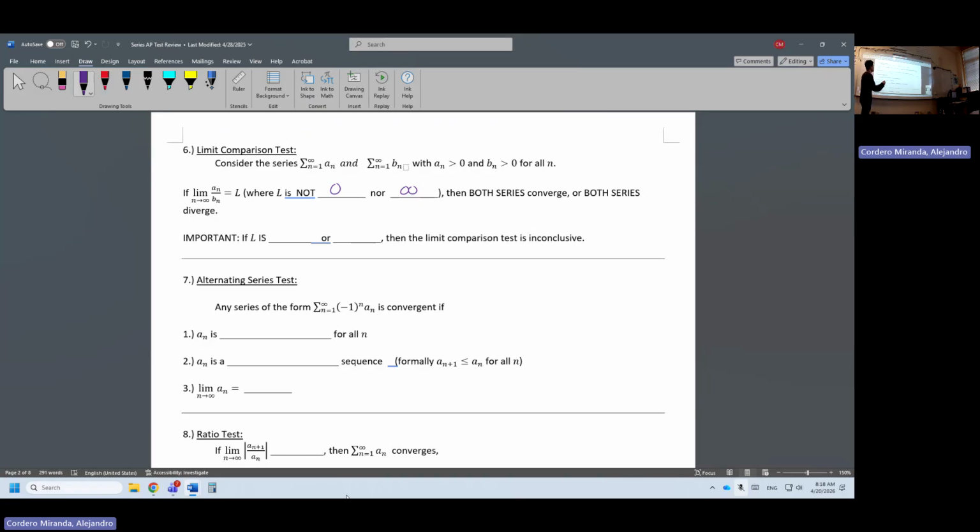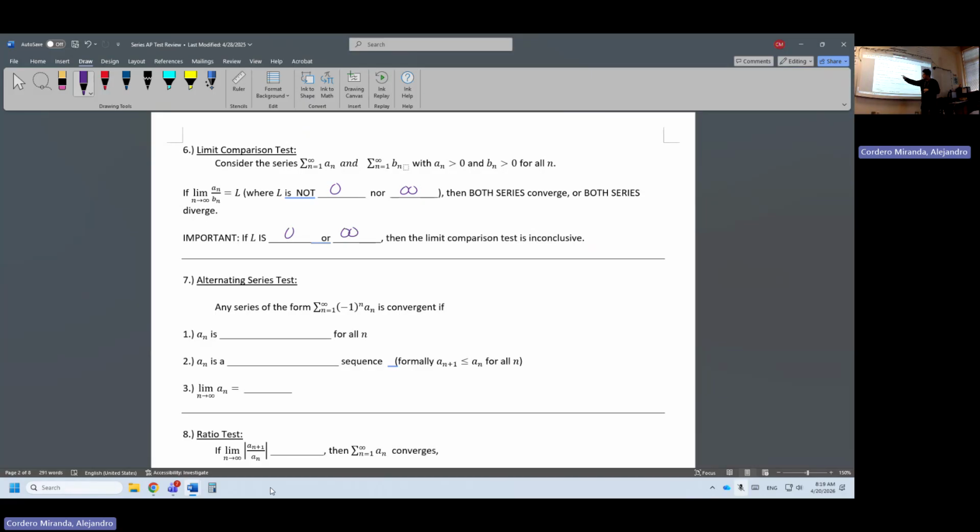Then this says if L is 0 or infinity, then the limit comparison test is inconclusive. So you probably chose the wrong series to compare your original series to if you get 0 or infinity. Try a different series to compare it to. Okay, that's up to 10.3. And we've done up to 10.5, so we only have a couple more.